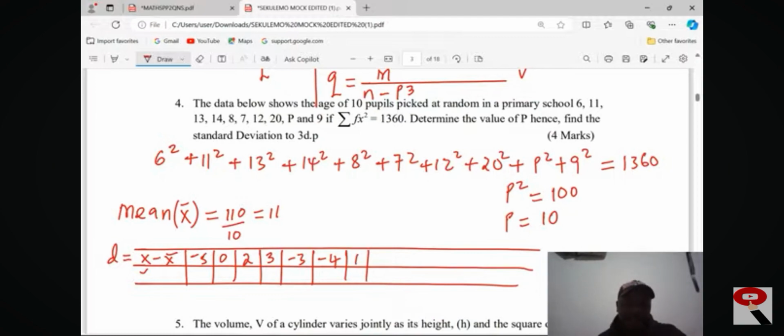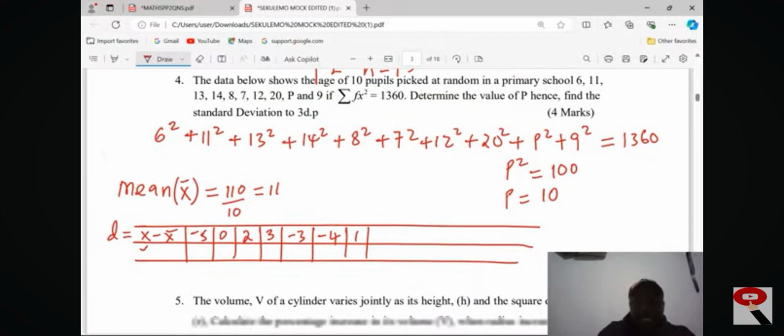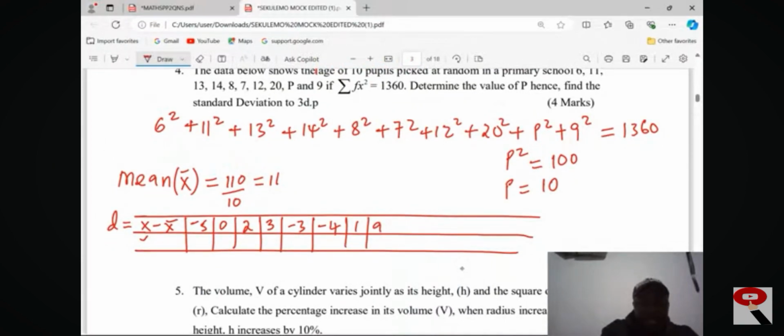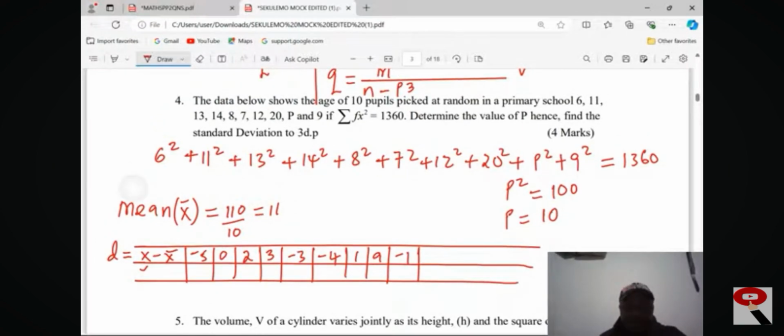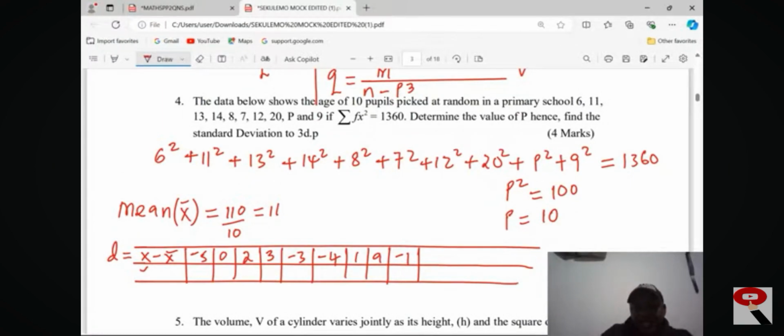After 12, 20 minus 11, we get 9. P is 10 minus 11, negative 1. And finally, there is a 9 minus 11, negative 2.